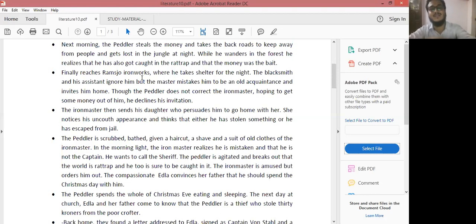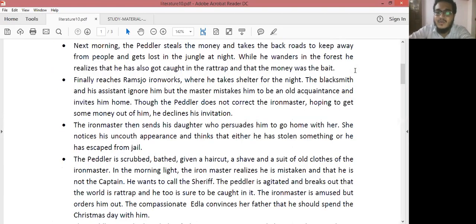Okay, next he's reaching where? Where he takes shelter for the night. The blacksmith and his assistant ignore him, but the master mistakes him to be an old acquaintance and invites him home. So what happened? The owner of this place makes a mistake. He thought he was an old acquaintance, but the blacksmith and his assistant ignore him. They did not focus on who he is.